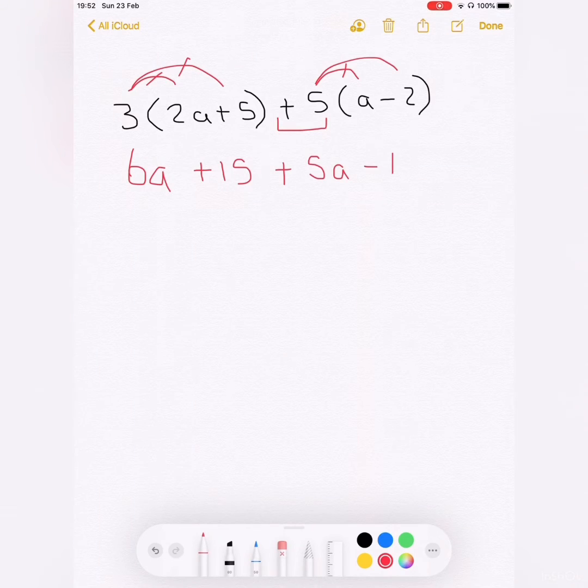is minus 10. And then what we need to do is collect our like terms. So we've got 6a plus 5a, which is 11a, and 15 minus 10, which gives us plus 5.